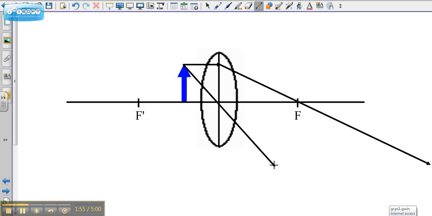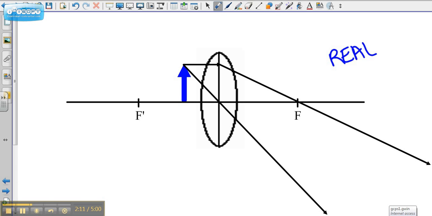Step 2 is to draw a line from the top of the object through the center of the lens. You should notice here, these lines are not going to come together. Because of that, we will not have a real image. Real images are formed by converging light rays. Since our light rays are not going to converge, it cannot be real. Instead, it is virtual, which means we might see it, but it cannot be projected.